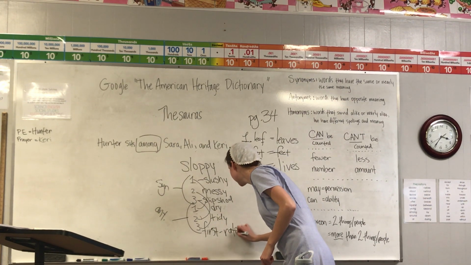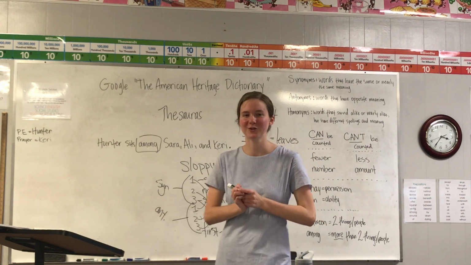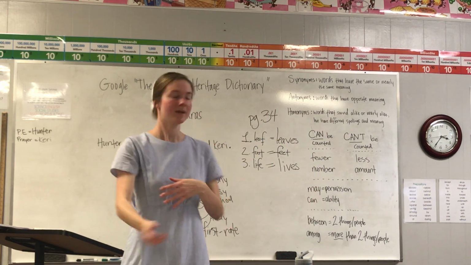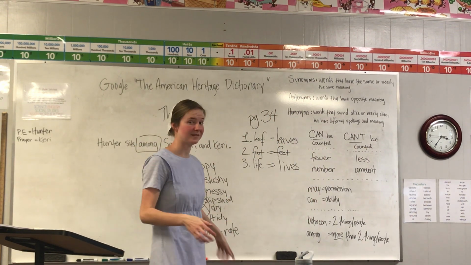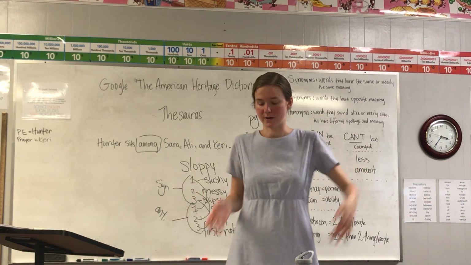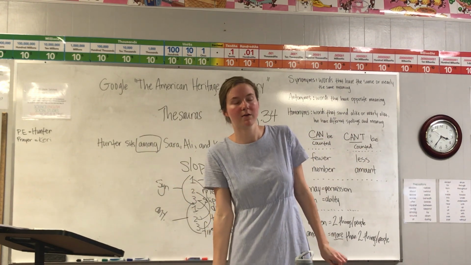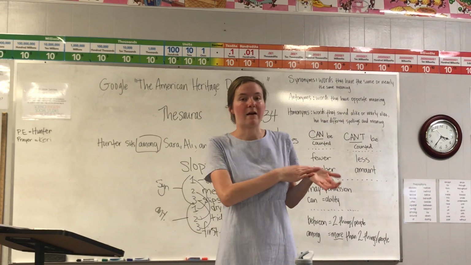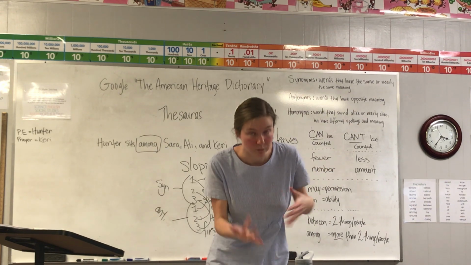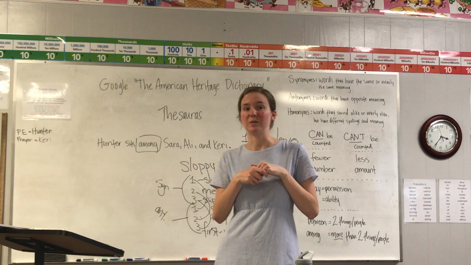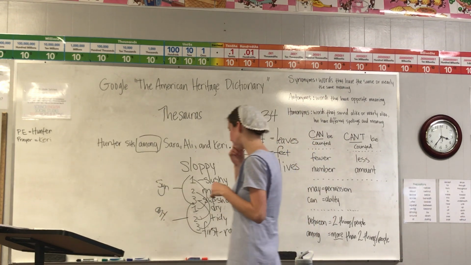First rate. So depending on what you're using sloppy for, you're going to be using different synonyms to mean what you're talking about. Whether you're talking about my appearance, or whether you're talking about the quality of how I built a birdhouse, you would be using different synonyms depending on what you're using it for.